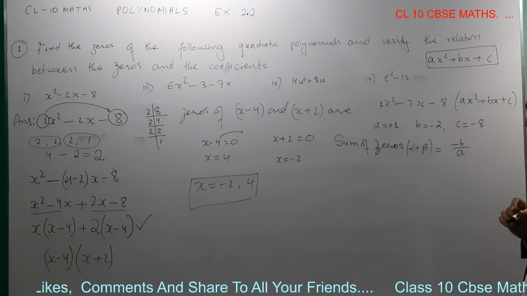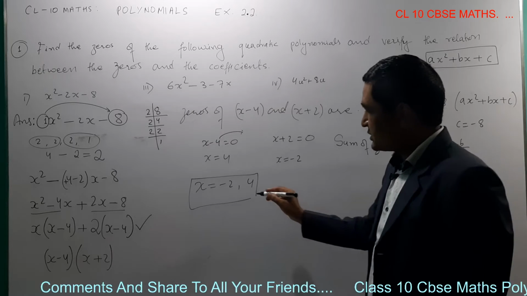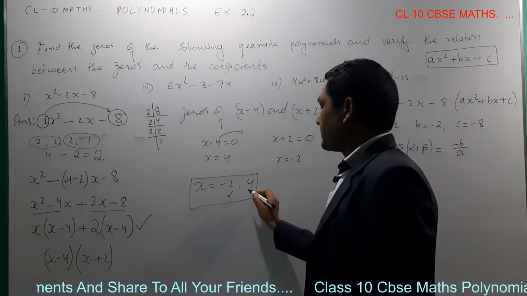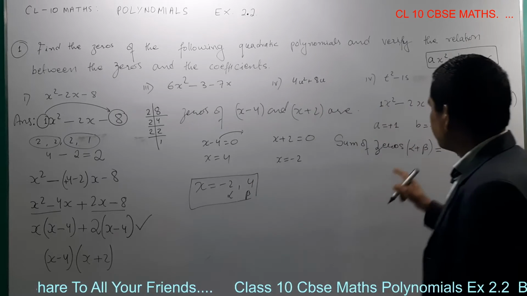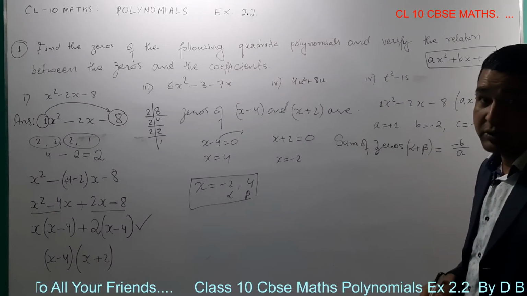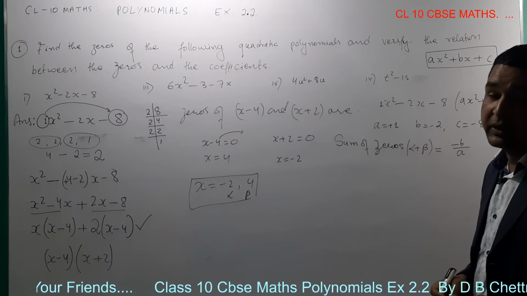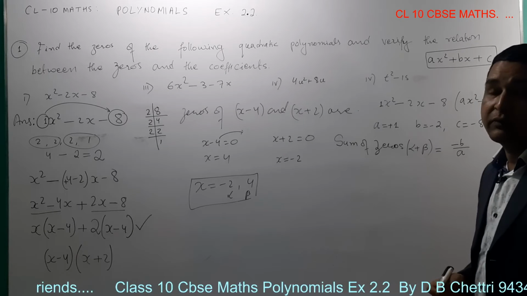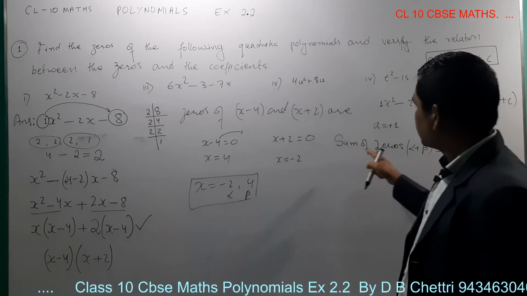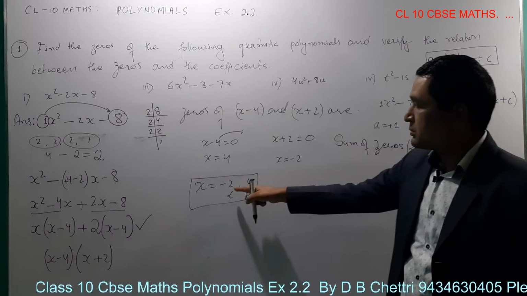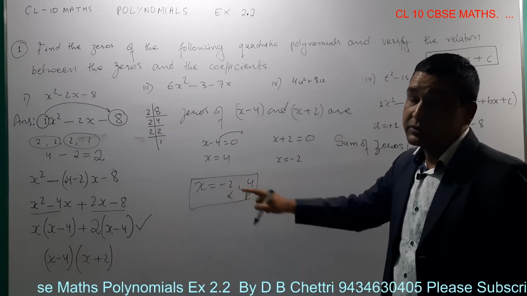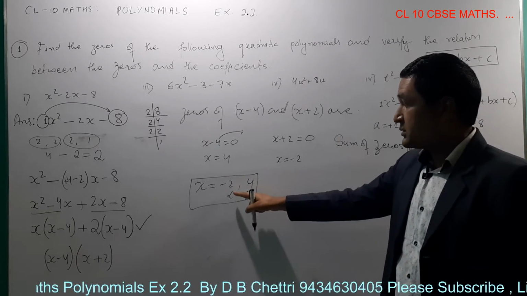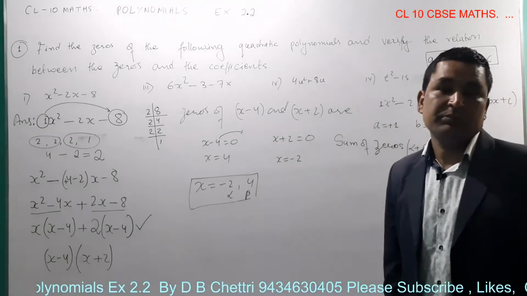Let's take it. Assume this is your alpha. We can take any one as alpha and the other as beta. Then substitute the values to see whether we get the same answer or not. If we get the same answer, then we verify it. Otherwise, we will not verify it. Now the sum of zeros means the sum of the two answers of x, where one is alpha and the other is beta.